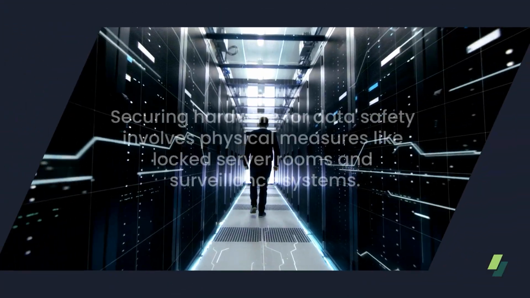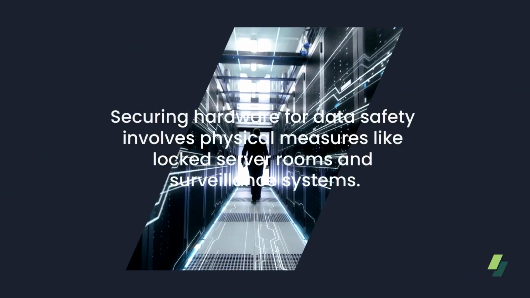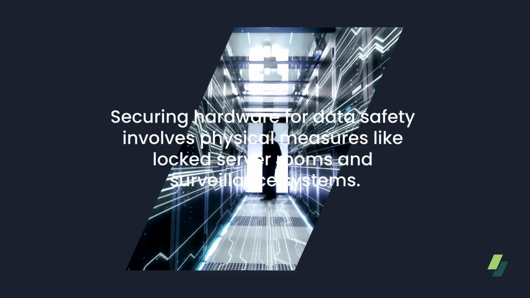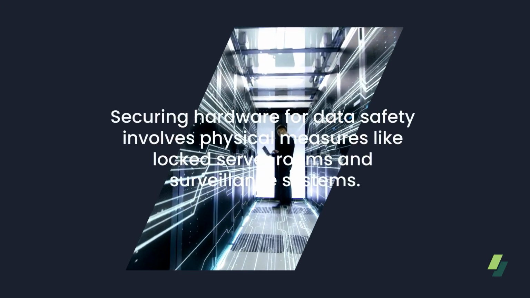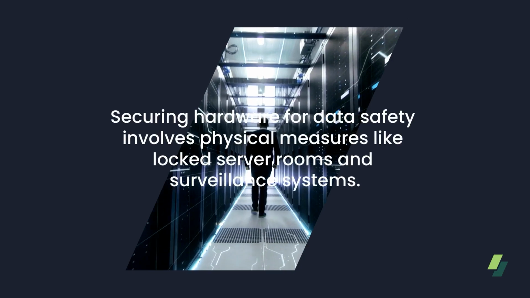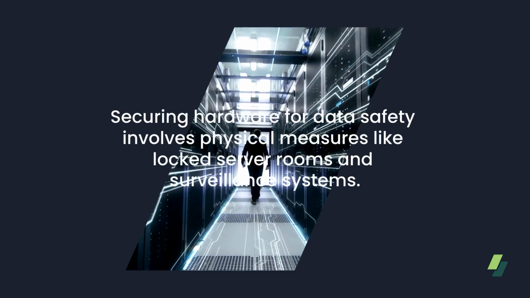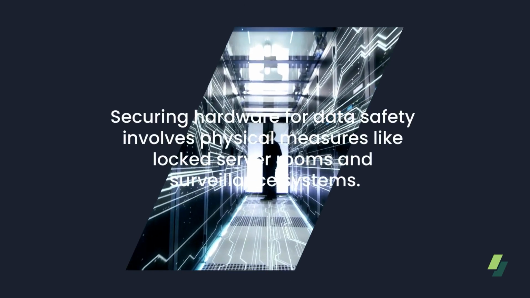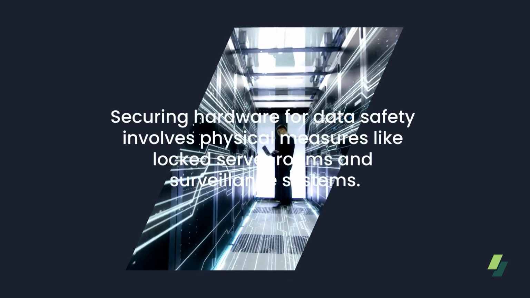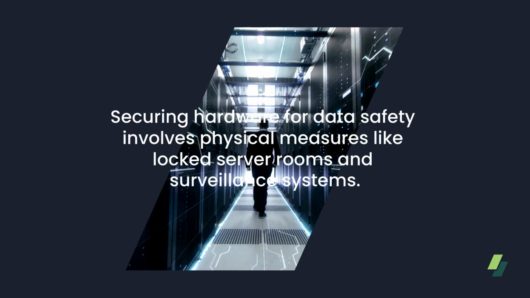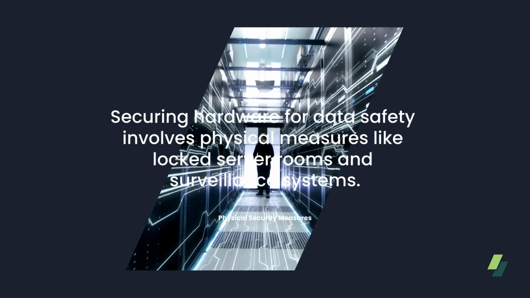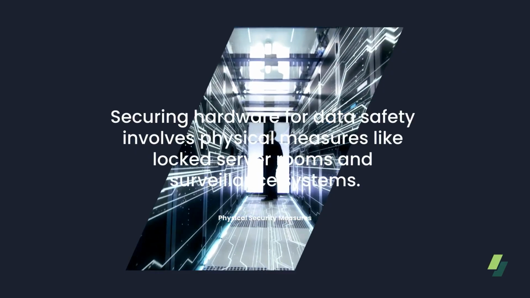The first layer of security is physical. It involves securing the hardware where data is stored and accessed. Protecting network infrastructure such as servers, routers, and switches from physical tampering or unauthorized access by implementing measures such as access controls, surveillance, and secure storage facilities. This can include anything from locking server rooms to using surveillance systems to monitor access points.